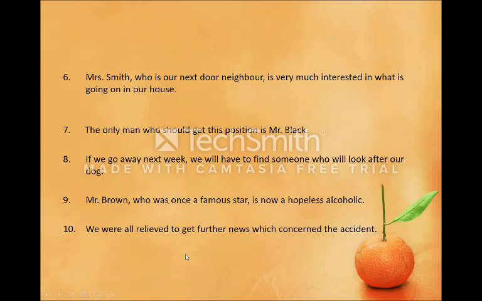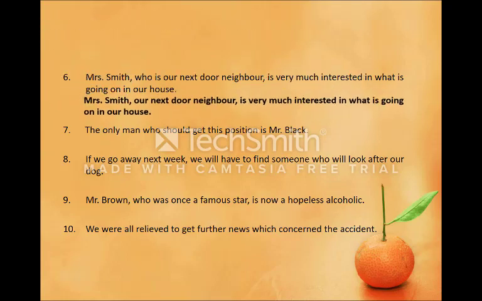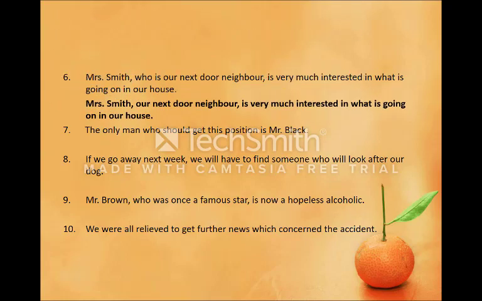Now let's look at these example sentences. Again, you can pause the video here. Mr. Smith, who is our next door neighbor, is very much interested in what is going on in our house. Mr. Smith, our next door neighbor, is very much interested in what is going on in our house.